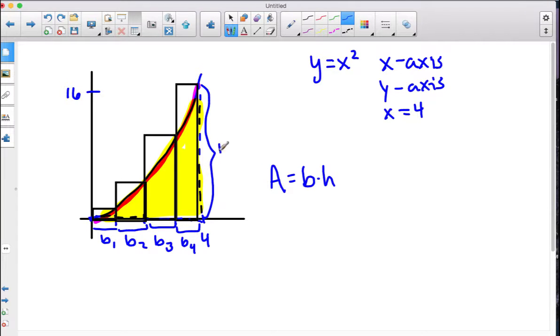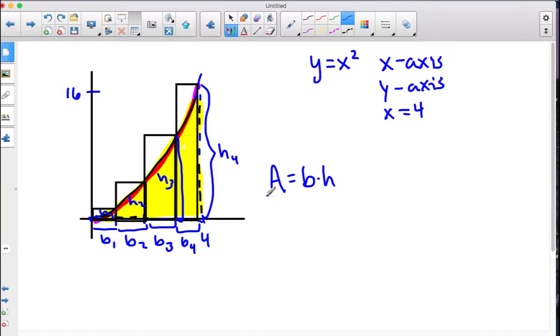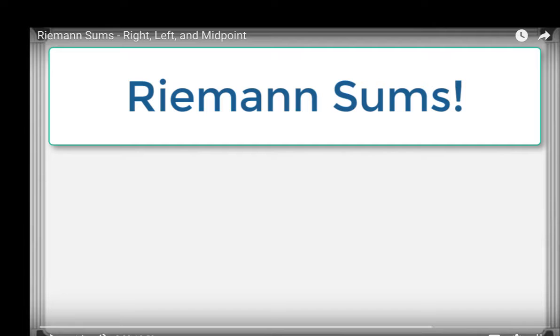So this idea of making rectangles to fill the space is what you're going to be learning about in this video. As you can see here, each of them has their own base and their own height, and we know that the area of a rectangle is simply base times height. So all we have to do is calculate the area of each of those, add them all up, and then we have an estimate of what the area under the curve equals.